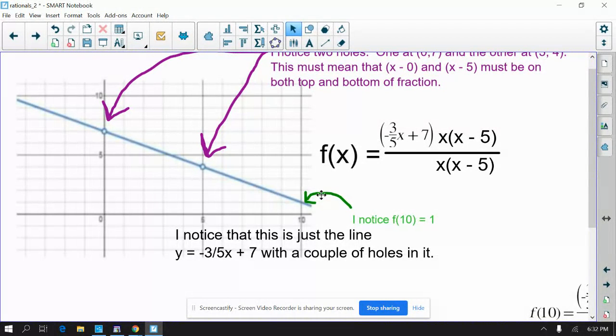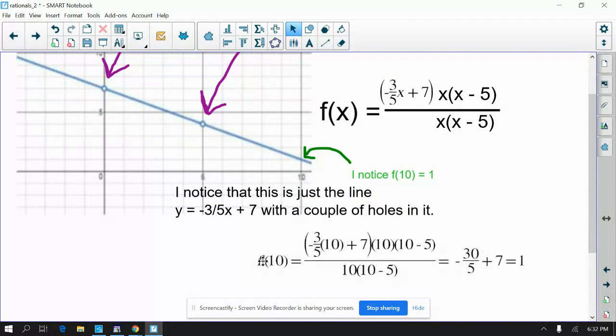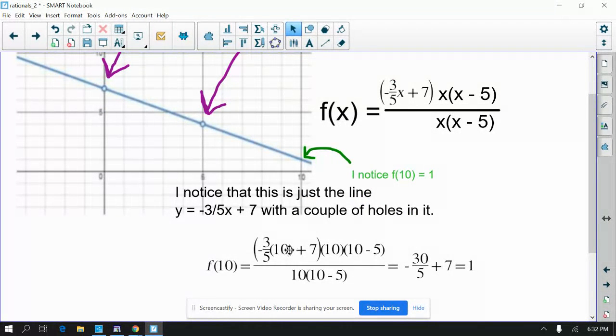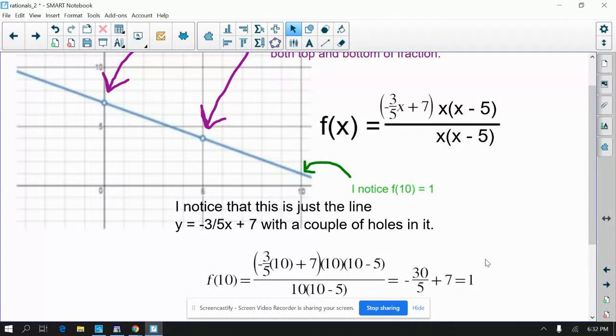And last thing to check here, pick an ordered pair to see if our guess is correct. It looks like f of 10 equals 1. So if I plug in 10 into x here, I want to hope to get 1. So let's see. When I plug in 10, first of all, look at the x and the x minus 5. They both cancel out. So you're just left with -3/5 times 10, which is -30 divided by 5, which is -6. And -6 plus 7 is 1. So f of 10 does equal 1.